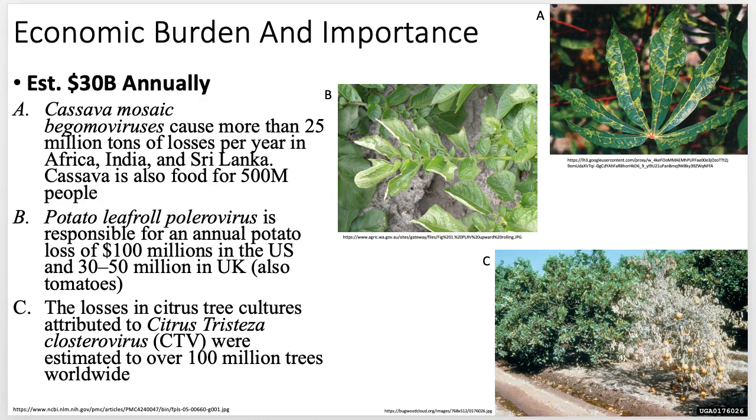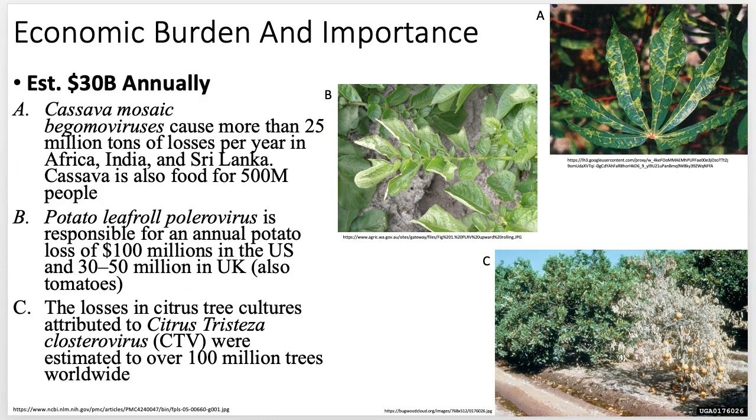It's tough to get a good synopsis of how much damage viruses cause to plants, but 30 billion is probably an underestimate. It kind of depends. So that's annually, $30 billion annually, but that depends on specific situations. So, for example, I'm just going to take you through a few of these.